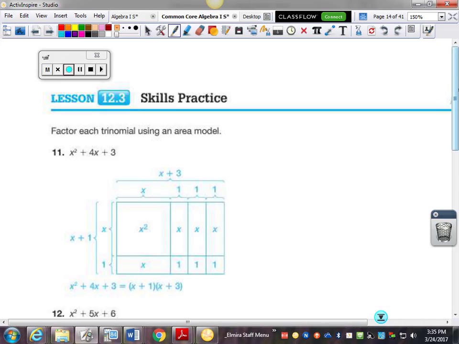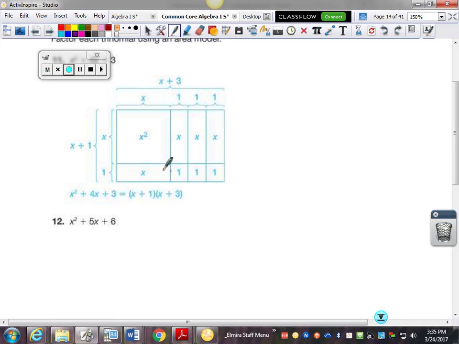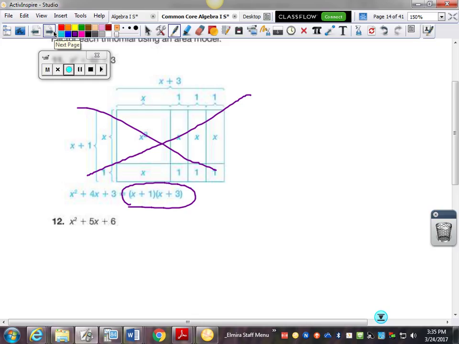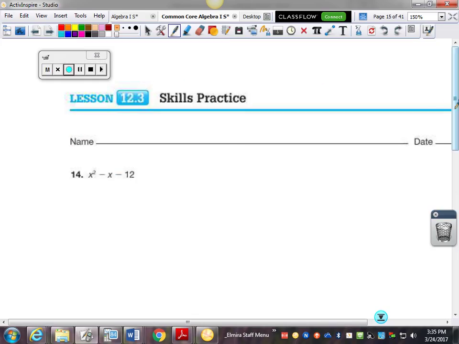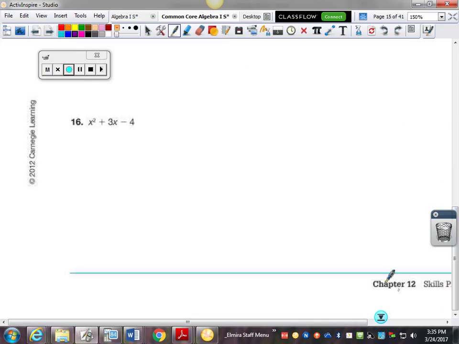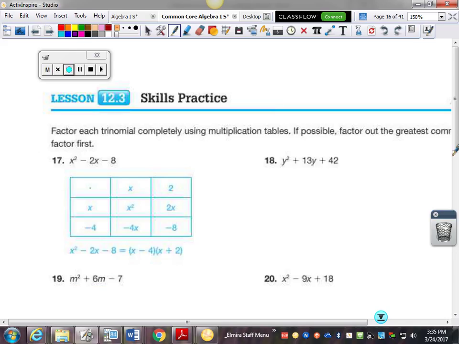Now the next section of the homework is asking you to draw these algebra tiles. We are not doing that. I simply want you to factor like normal. Don't draw algebra tiles. Again, on the next section, do not draw these Punnett square type things. Just factor.